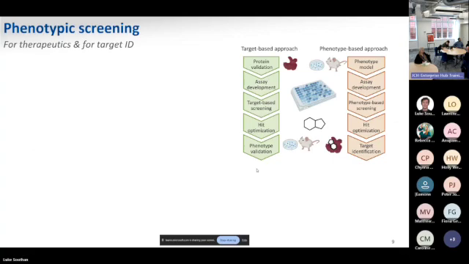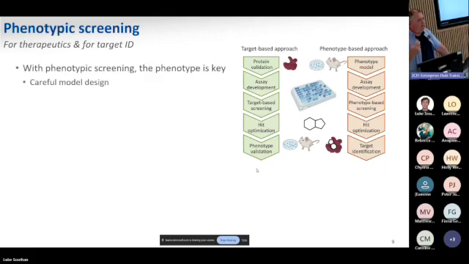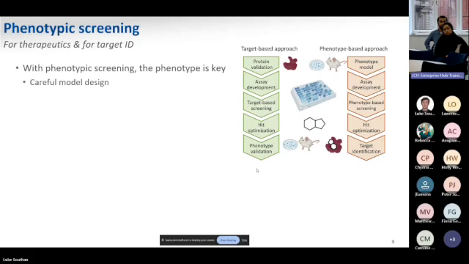So I said I was going to come back to phenotypic screening because a lot of drugs came from phenotypic screening. It's actually really interesting. It's also quite a nice way of doing target ID and target validation. So if you have a clearly defined phenotype, and that's the key to phenotypic screening, you can start to screen for compounds that modulate that phenotype.